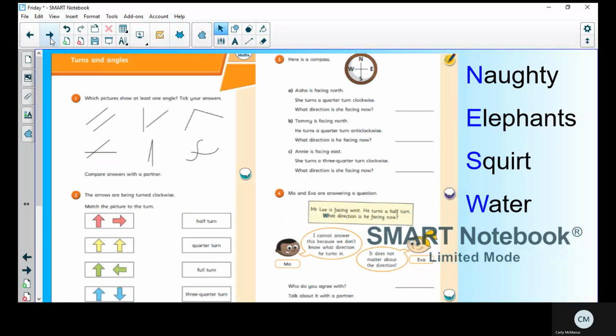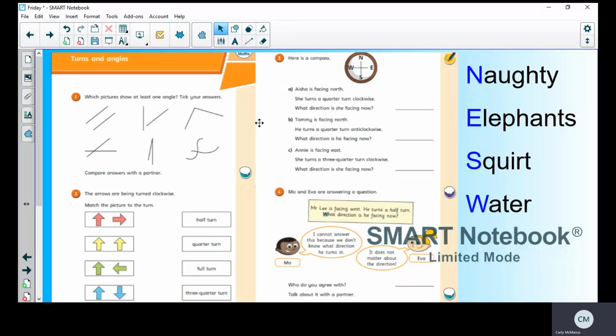Now, we are looking at turns and angles. So let's get started. An angle is where 2 lines meet at a point. Here, if you look, these 2 lines don't meet, so that wouldn't be an angle. These 2 lines don't meet, so that wouldn't be an angle. These 2 lines are meeting in a point here, so that would be an angle.